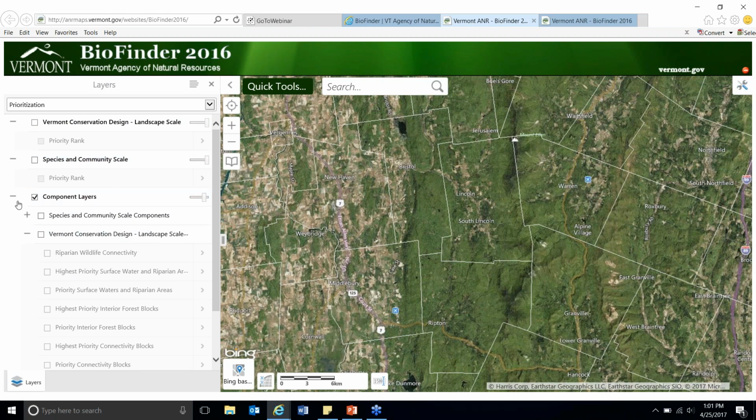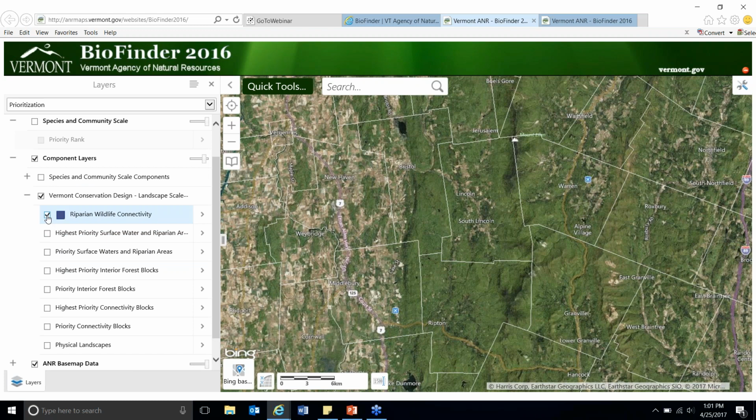And to get things to turn on, everything is nested. So to get the components, you need to make sure this is checked on. This one is checked on. And then you can check the ones that you'd like. Riparian wildlife connectivity, for example.